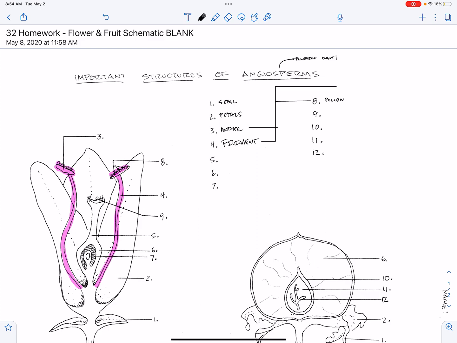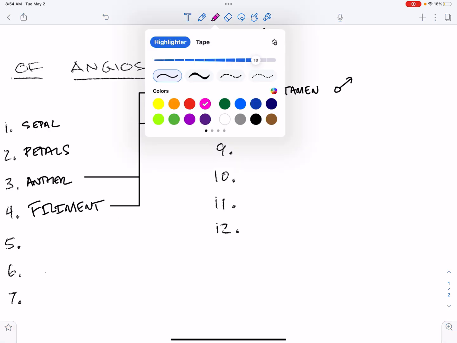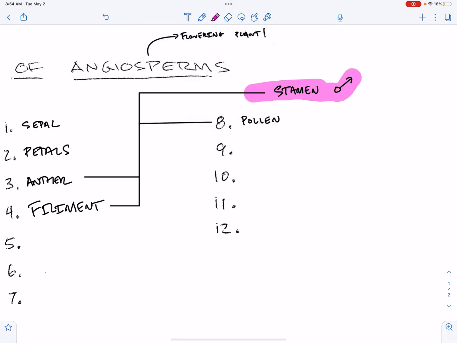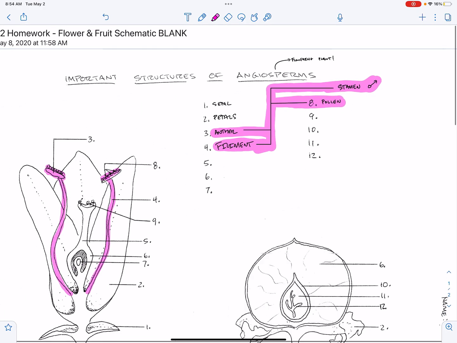Probably should have done the vertical line first, which is called the stamen. But we're doing a little gender bending just to be confusing here. We're going to color this in pink. Okay, so the filament, anther, and pollen all make up the male component of the flower, which is the stamen.